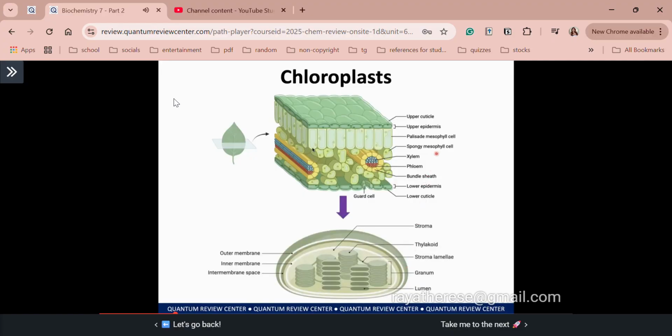Every cell has its own chloroplast. Here we have your membrane and intermembrane space, similar to mitochondria. We have the stroma, the thylakoid, and of course, the grana. It is similar to the cristae, the folding in your mitochondria, in order to increase the surface area that is the site of your photosynthetic reactions.